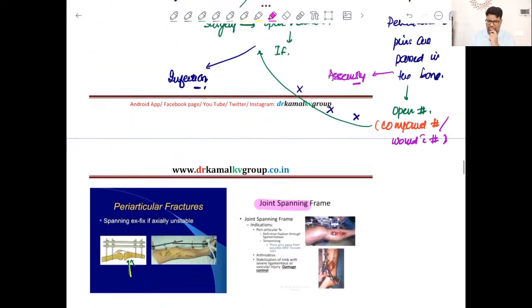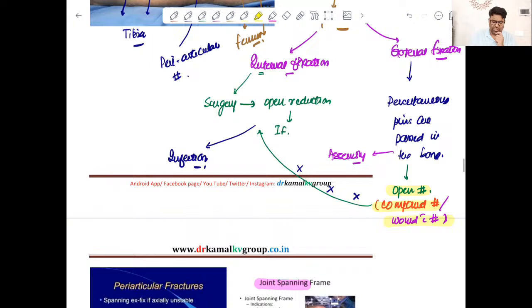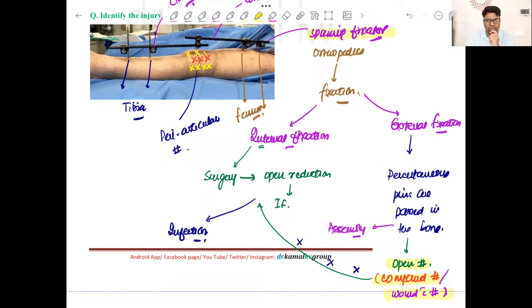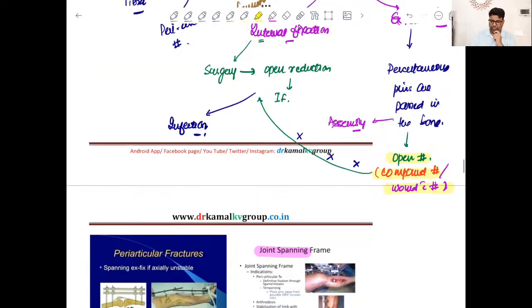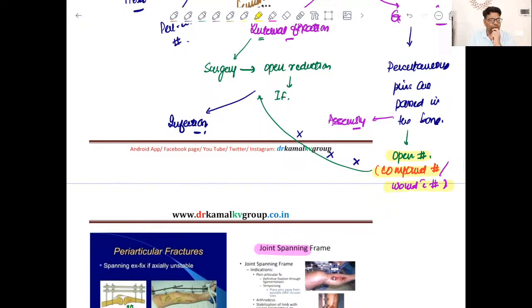So for external fixation, the clinically most important indication is open fracture, compound fractures, or fractures with wound, the same thing, right? And in this particular case, it is periarticular fracture, not open fracture. But from exam point of view, you should remember about open fractures.